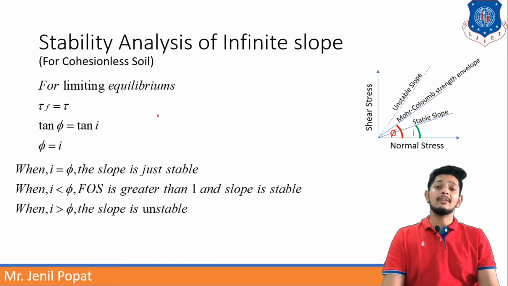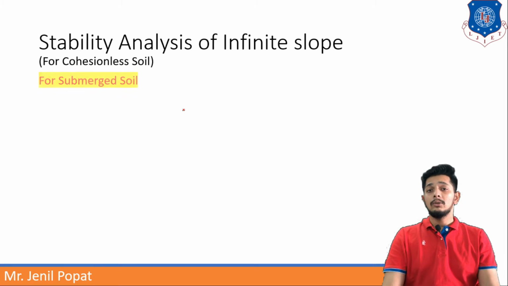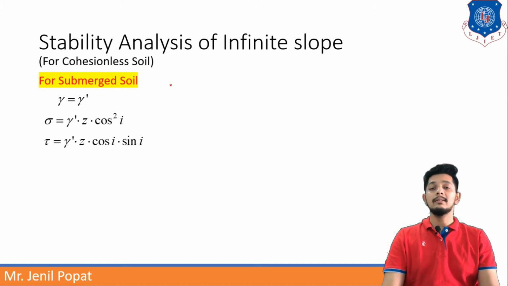If I is greater than phi, that is, the angle of inclination is greater than the phi angle, then it will be an unstable slope. So moving forward to submerged soils. If a soil is submerged, then its unit weight will be known as gamma dash. So let us write sigma is equal to gamma dash z into cos square I, and tau as gamma dash z cos I into sin I. It is nothing new, but gamma is replaced by gamma dash due to submergence of soil.